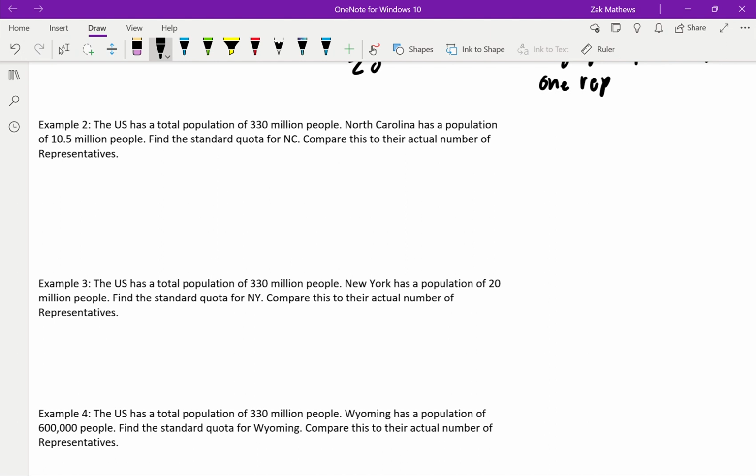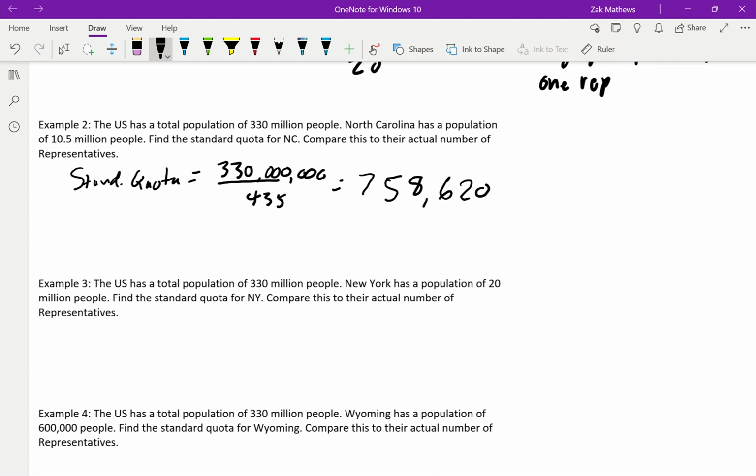The US has a total population of 330 million. North Carolina has a population of 10.5 million. We want to figure out how many representatives North Carolina should have. So I'm going to look at the standard quota first. We take the 330 million and divide it by the number of representatives, 435. And when we do that, we get 758,621. I'm going to just call it 620.